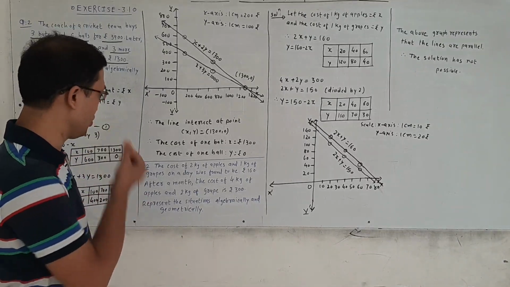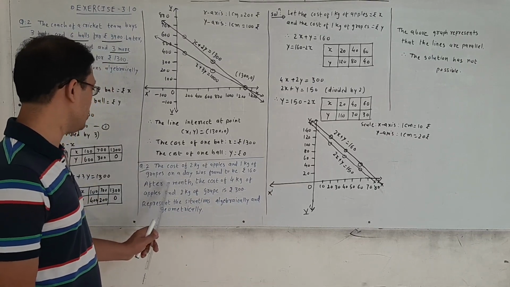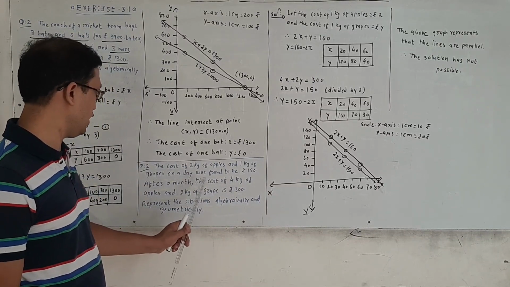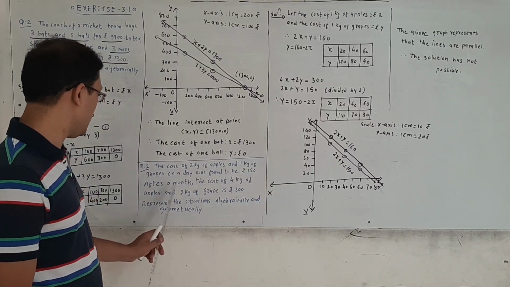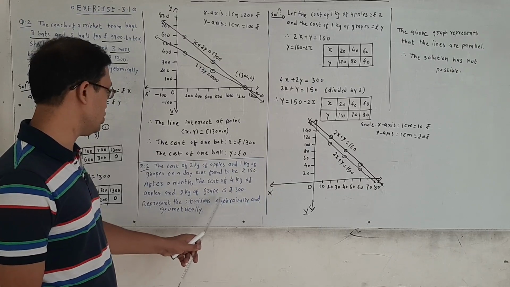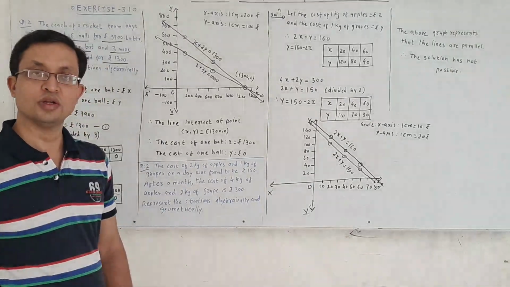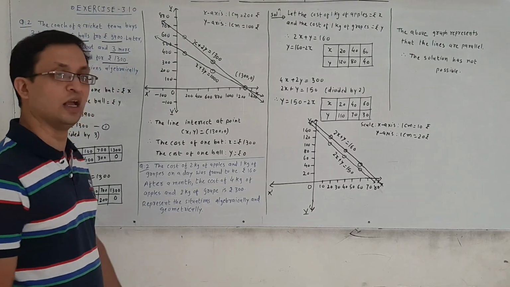Next question number 2. The cost of the 2 kg of apple and 1 kg of grapes in a day was found to be ₹160. After a month, the cost of 4 kg of apples and 2 kg of grapes is ₹300. Represent the situation algebraically and geometrically.